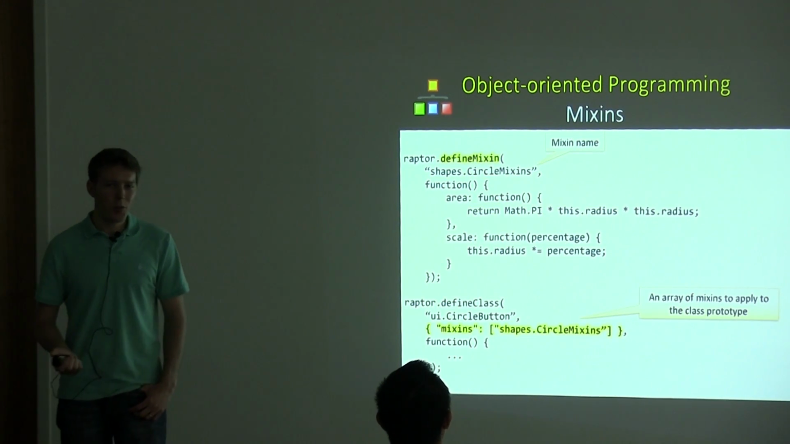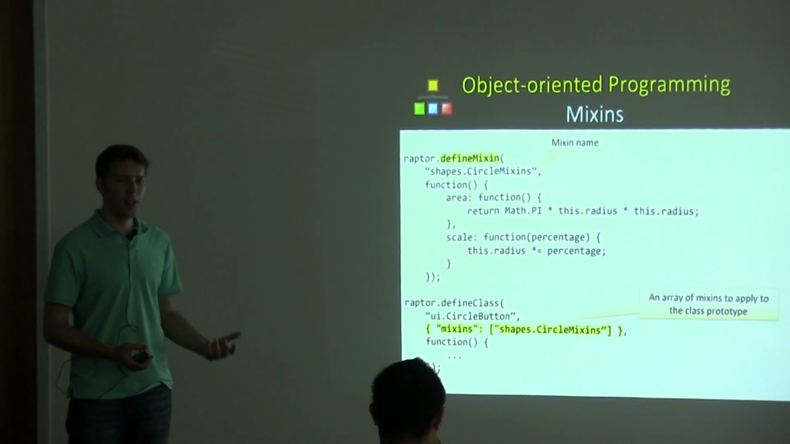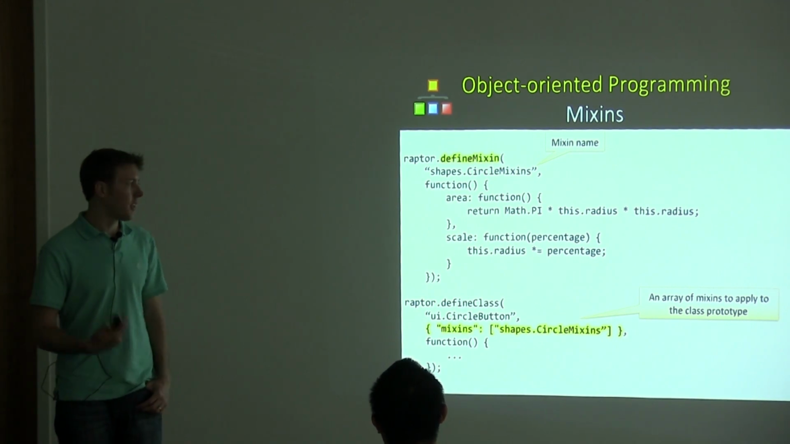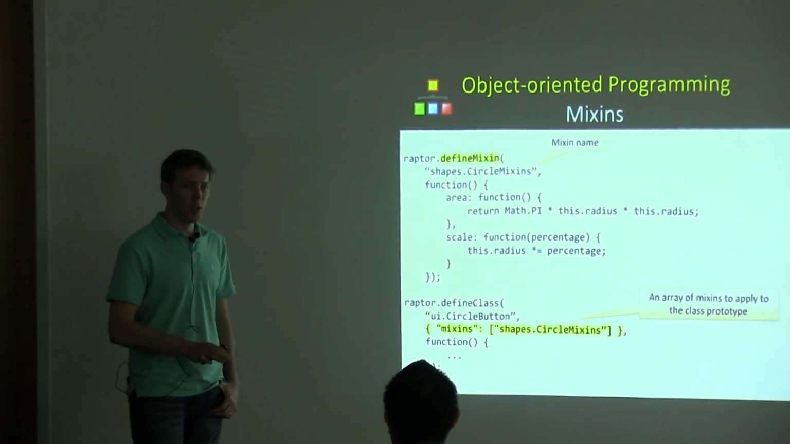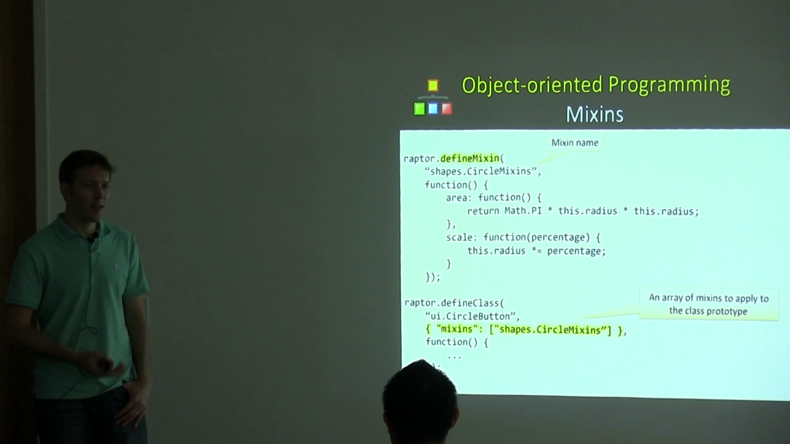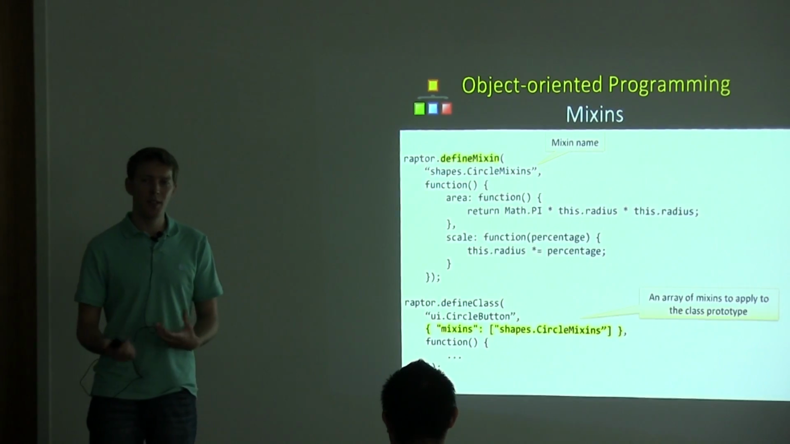So mixins are also supported, and mixins are very straightforward. Instead of using the method call, it is just raptor.define mixin, and you pass in the mixin name. For all of these things, we use a factory function, and that's just so we can lazily initialize all these things and not have to worry about execution order. And for a mixin, you just return an object.